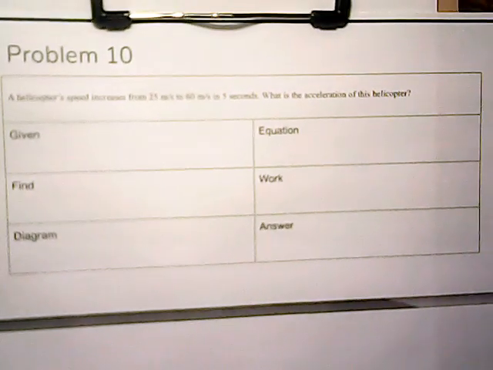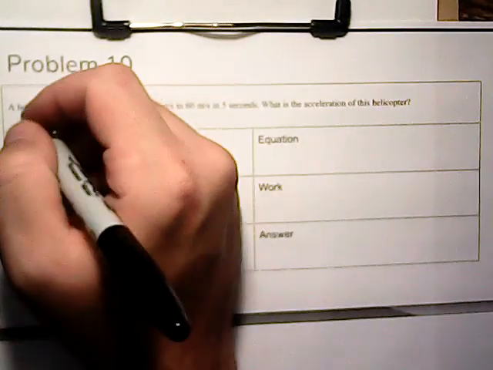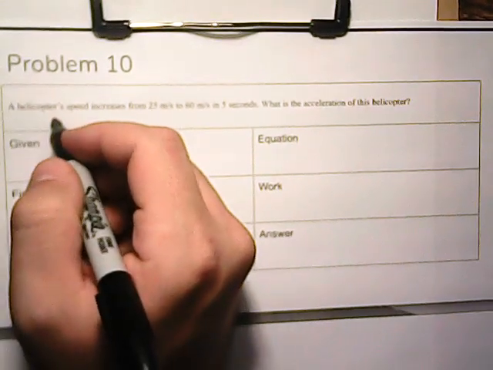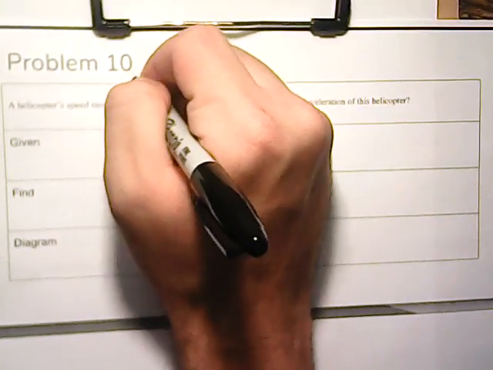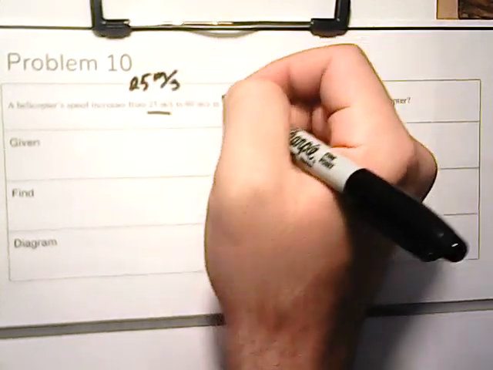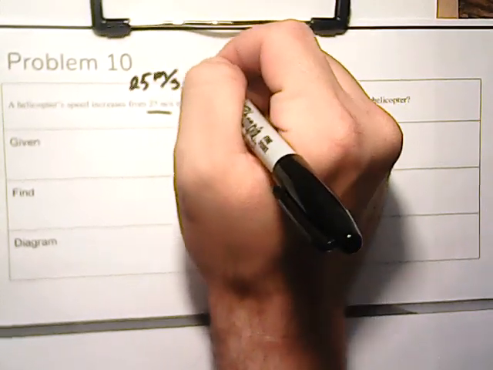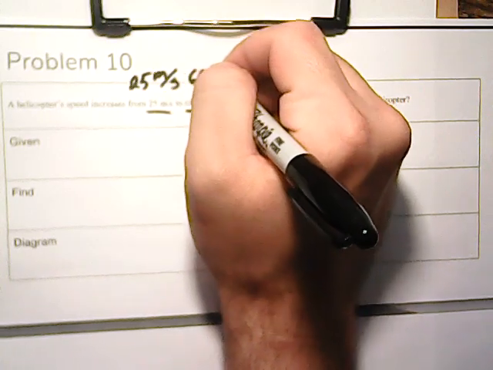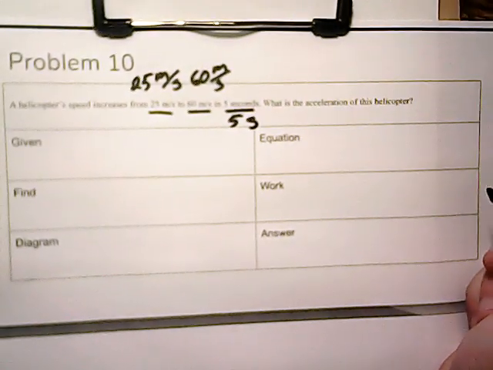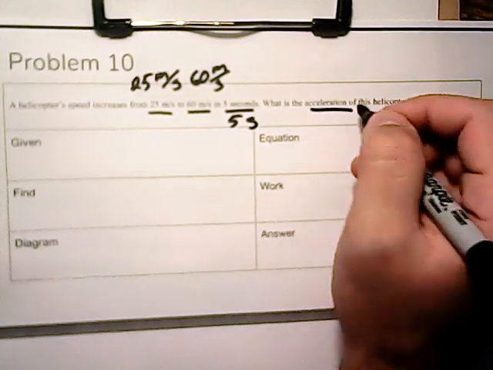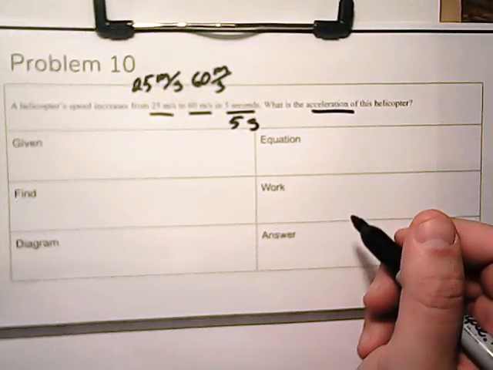Okay, we're going to look at problem number 10. Problem number 10 reads: a helicopter's speed increases from 25 meters per second to 60 meters per second in 5 seconds. What is the acceleration of the helicopter?